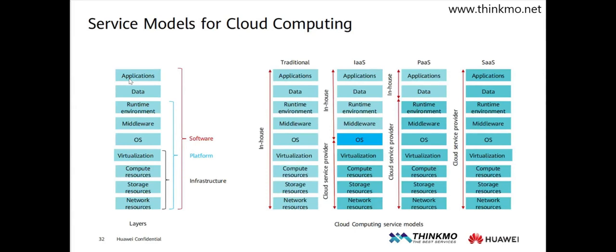It's not yet particularly self-sufficient. This convenience is not particularly convenient yet. As for SaaS, all resources, all software, all services, everything is prepared for you, and you can just start using it directly. These are our 3 different types of services.